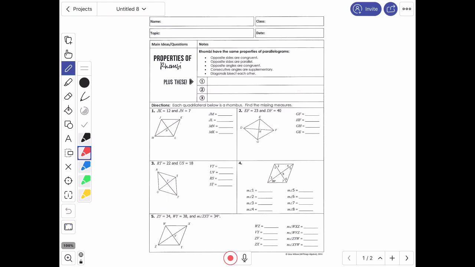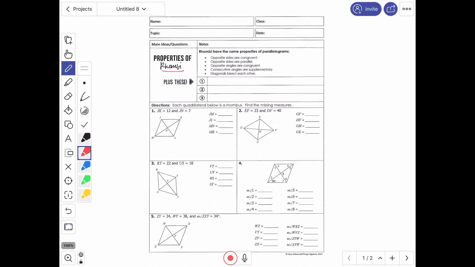But today we're gonna do properties of rhombi. So rhombi is the plural form of rhombus. So don't say rhombuses, that's not correct. It's rhombi.